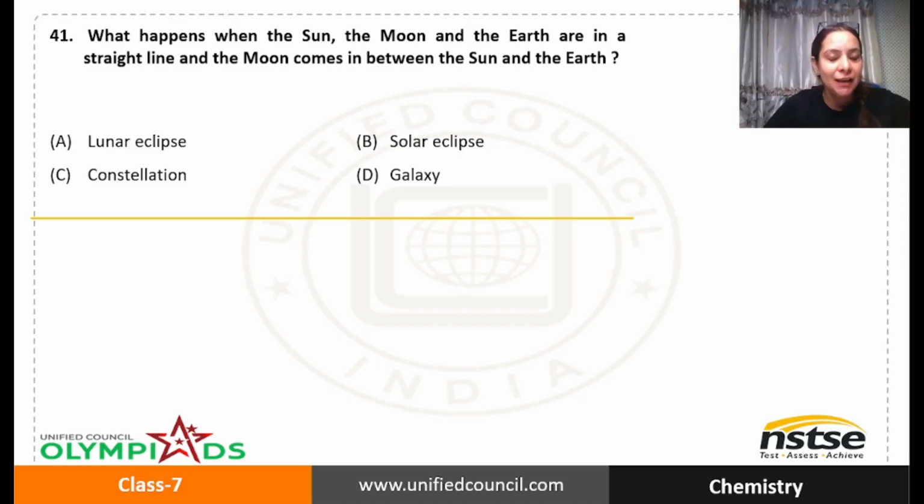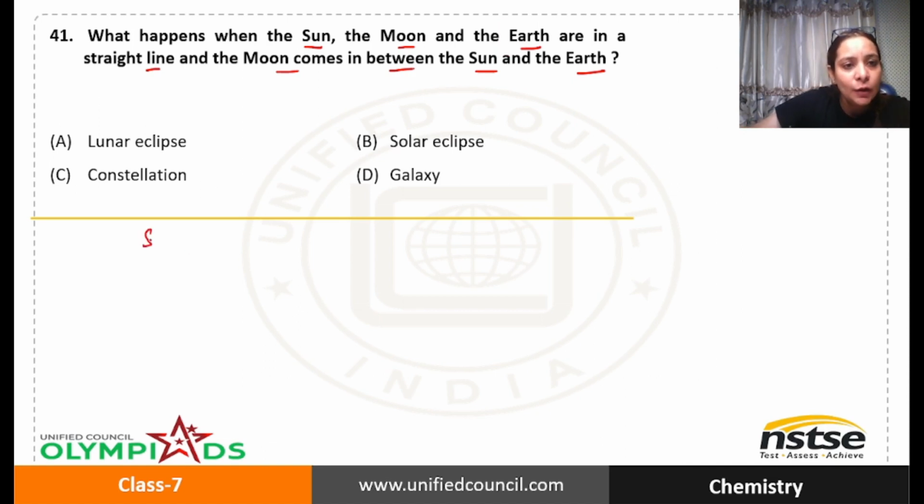Now the question says, what happens when the sun, the moon and the earth are in a straight line and the moon comes in between the sun and the earth? So here we have a question where a situation is given with the sun, moon and earth. First we are talking about the sun, moon and earth.